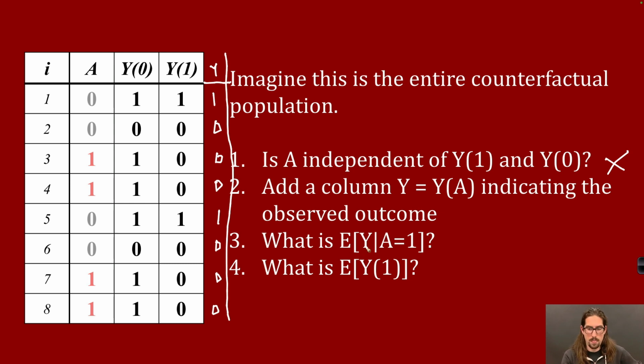Let's calculate the mean of y in the subgroup where a equals 1. So a equals 1, and we're taking the mean of y. So that's this number, this number, this number, this number. It's 0. Okay. And what about the mean of the potential outcome?